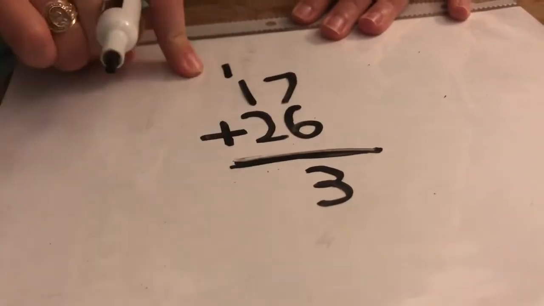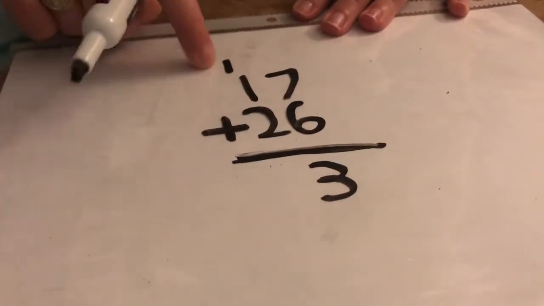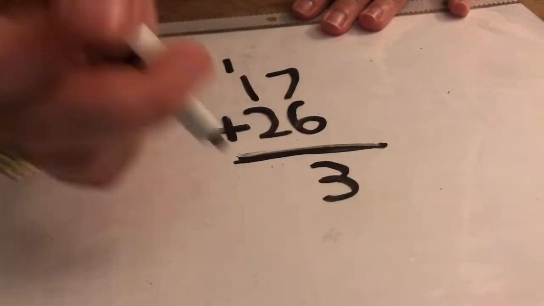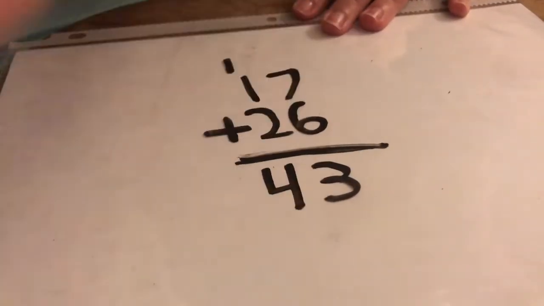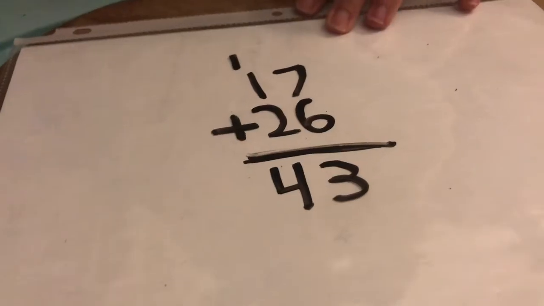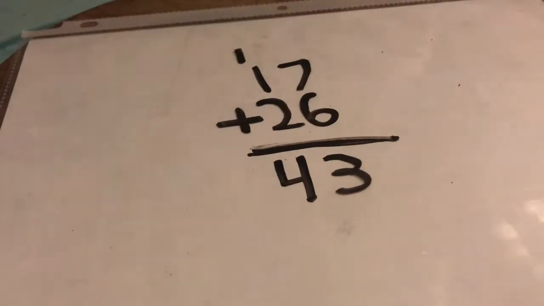Then we do 1 plus 1 plus 2. 1, 2, 3, 4. 1 plus 1 plus 2 equals 4 tens. So our total is 43.